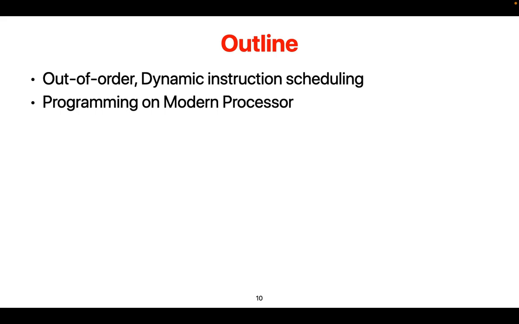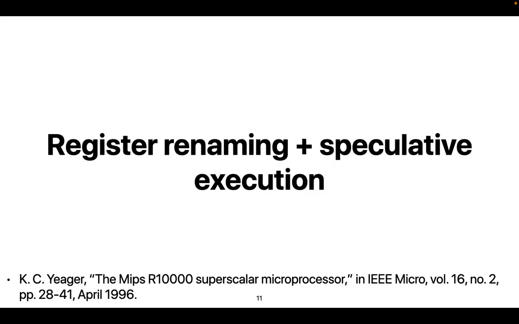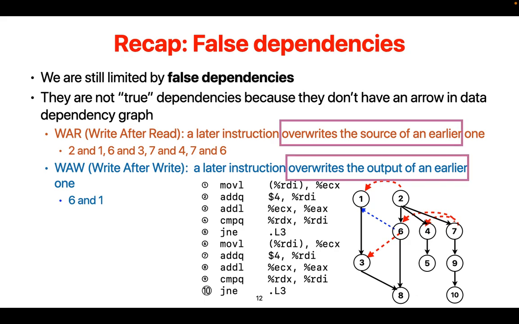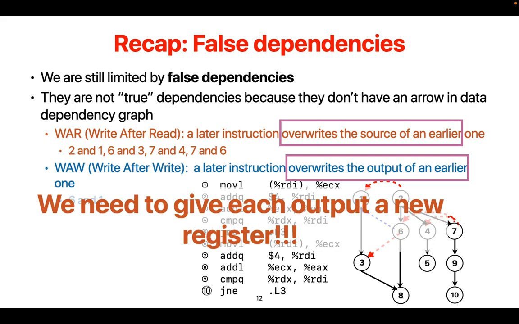So that's why we need out-of-order dynamic instruction scheduling. The most popular dynamic instruction scheduling mechanism comes from the paper assigned in the reading, the MIPS R10K superscalar processor. And the mechanism here is called register renaming and speculative execution. We mentioned that we do have false dependencies, and the reason is just that a later instruction overrides the register of an earlier instruction. So if we give each output a new register, or a new temporary storage, we are going to solve the problem. Do you agree with that?